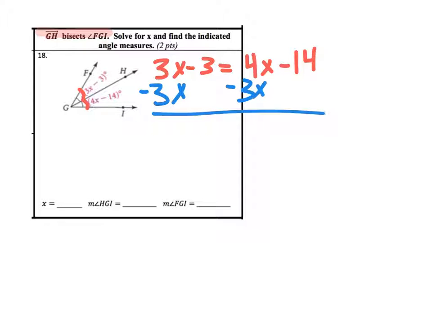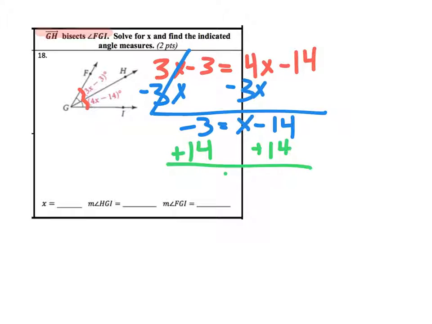Number 18 says GH bisects FGI, solve for x, and find the indicated angle measures. If my question tells me we have an angle bisector, that means that the 2 portions of my angle are the same. So I'm going to set those 2 expressions equal. We're going to do 3x minus 3 equals 4x minus 14. From there, we're just solving for x. I'm going to subtract 3x from both sides. When I do that, I have negative 3 equals x minus 14. Then we're going to add the 14, and I get x equals 11. And that's going to be my answer here.